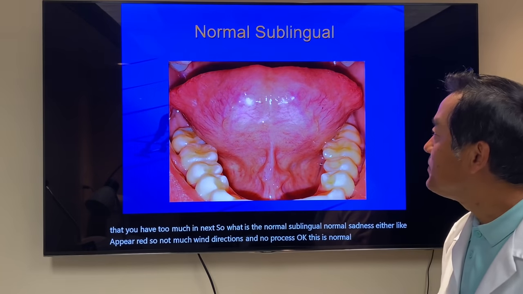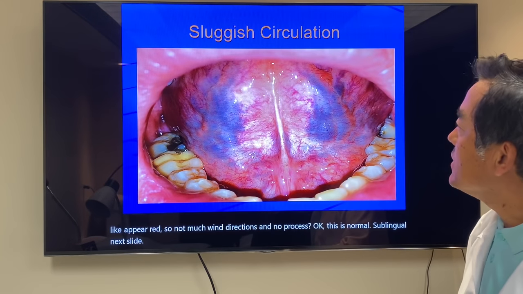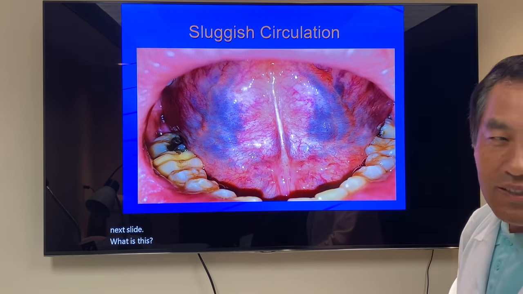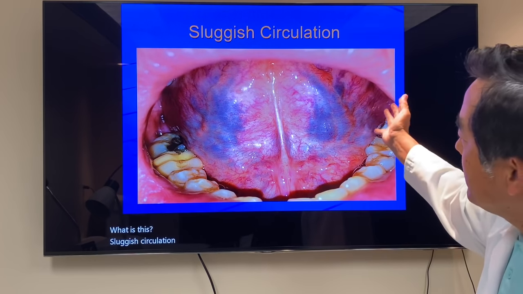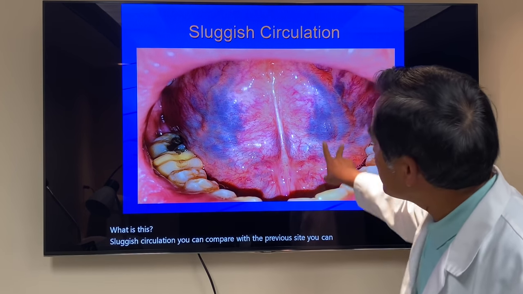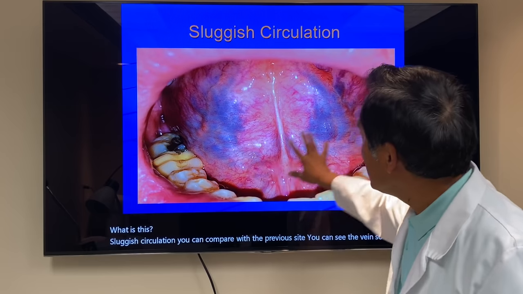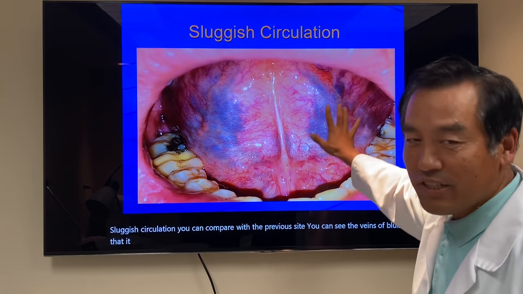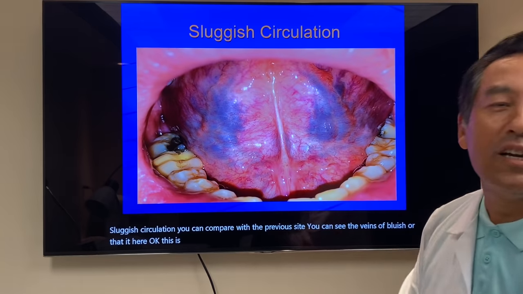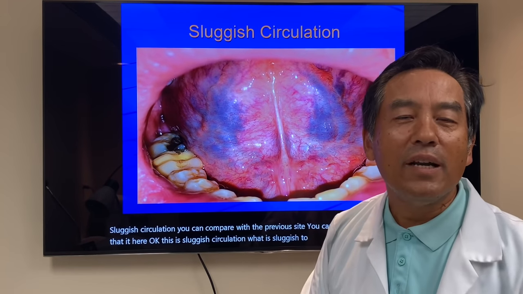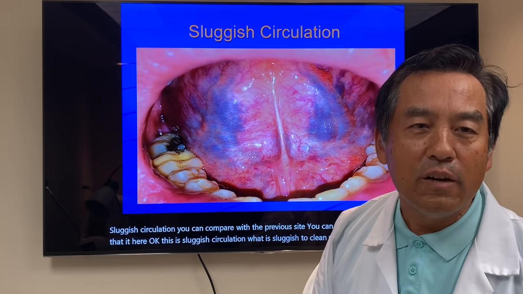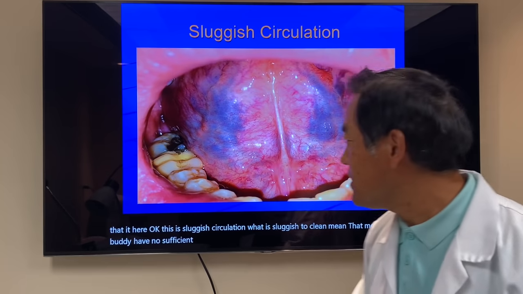What is this? Sluggish circulation. You can compare with the previous slide. You can see the veins so bluish, all dilated here. Okay, this is sluggish circulation. What does sluggish circulation mean? That means your body has insufficient nutrition and retains too many toxins.